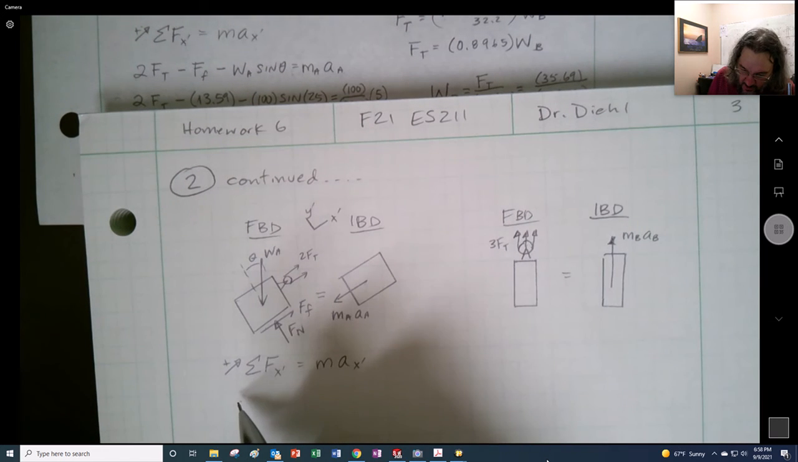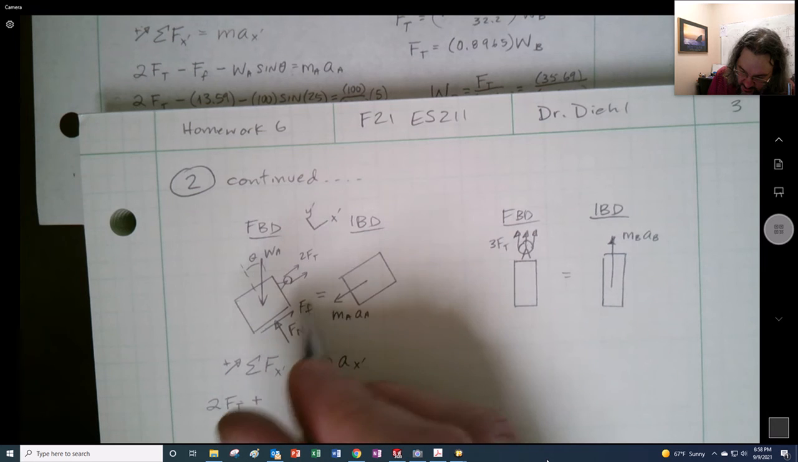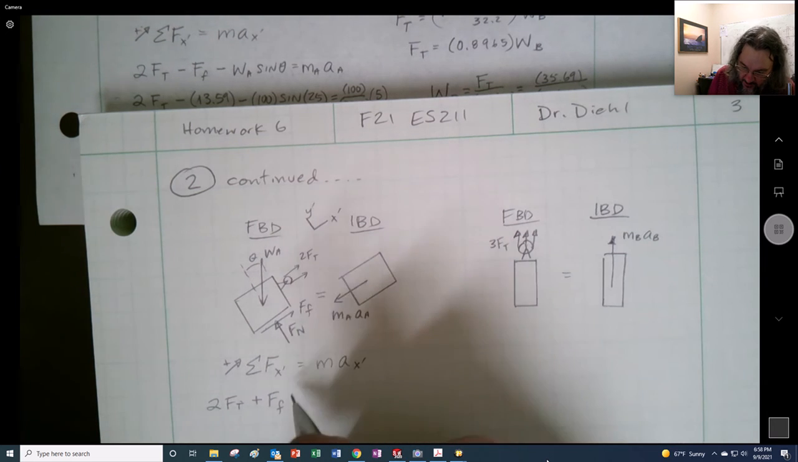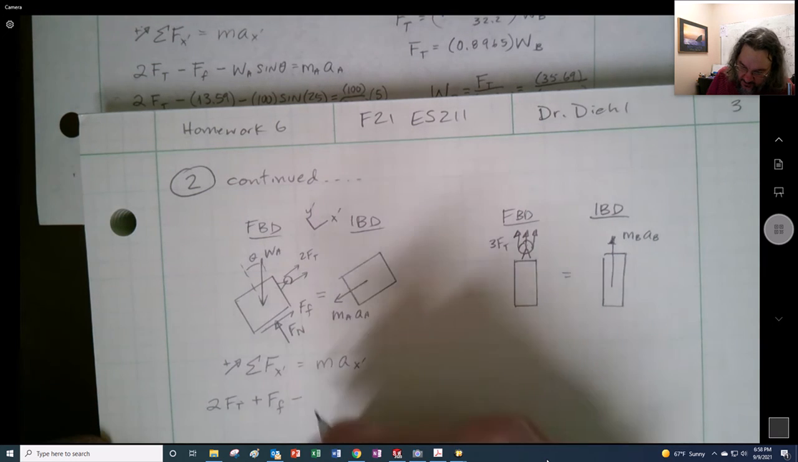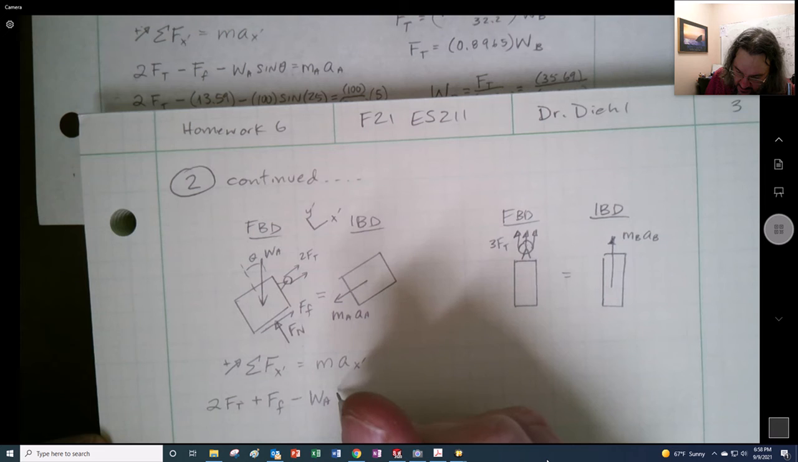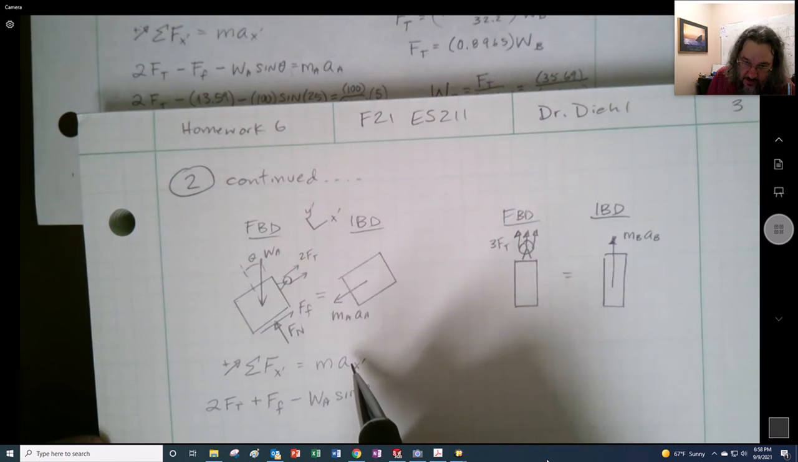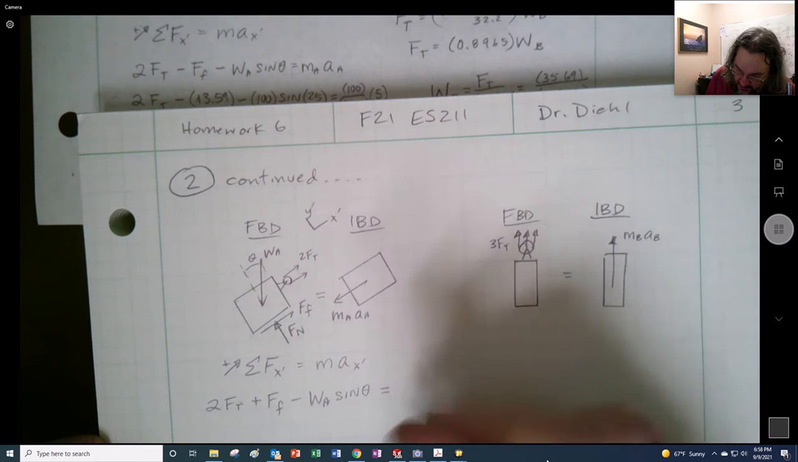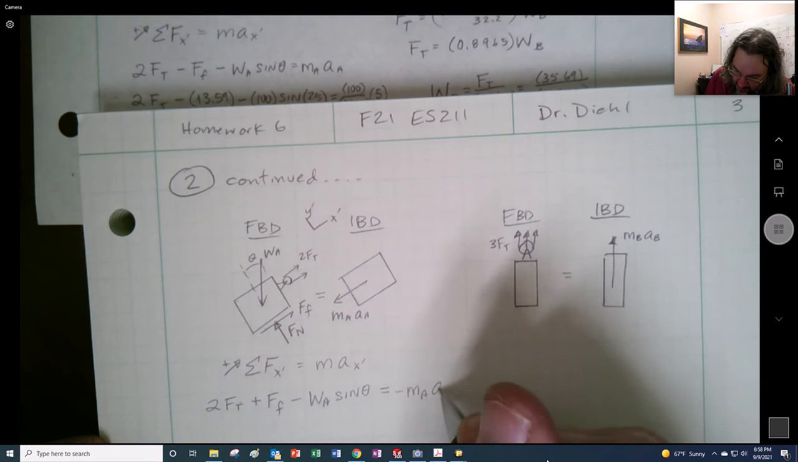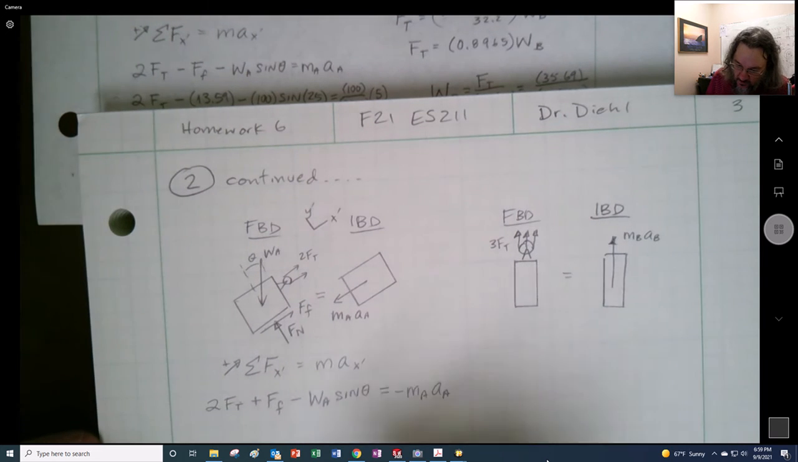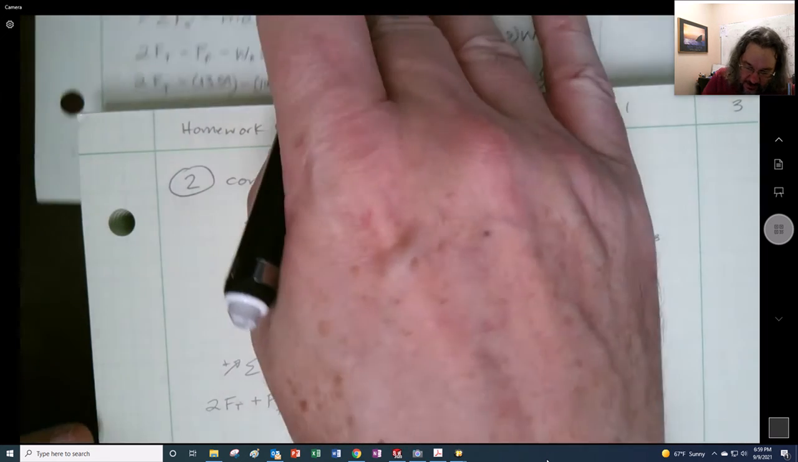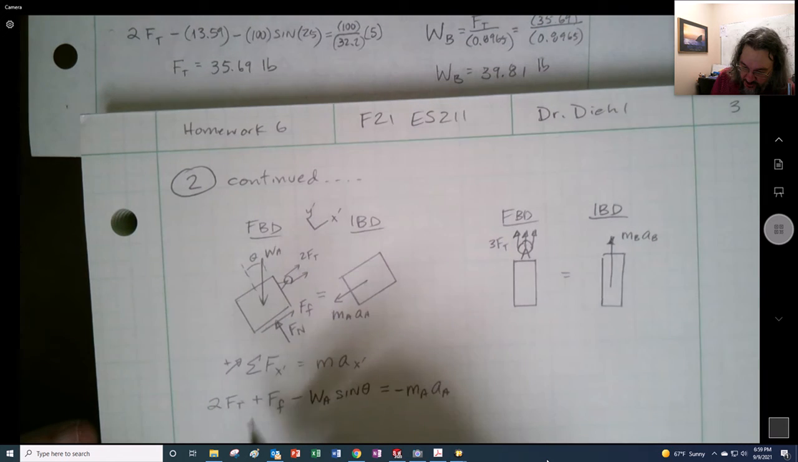So we can say that we're going to have 2 Ft, but now it's going to be plus, because that's positive, FF right here. We're still going to have negative WA times the sine of theta, and I think that's everything on the left-hand side, and that's going to be equal to, now it's going to be negative mass of A times the acceleration of A. And I think we know everything over here, right? Is that what we said? Yes, we know everything over there, and we can figure out what the tension is going to be.